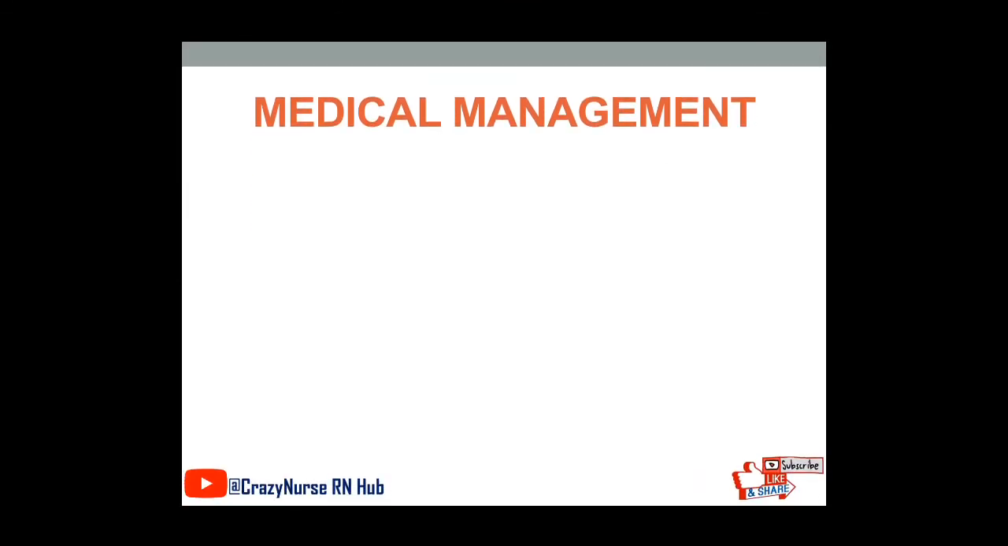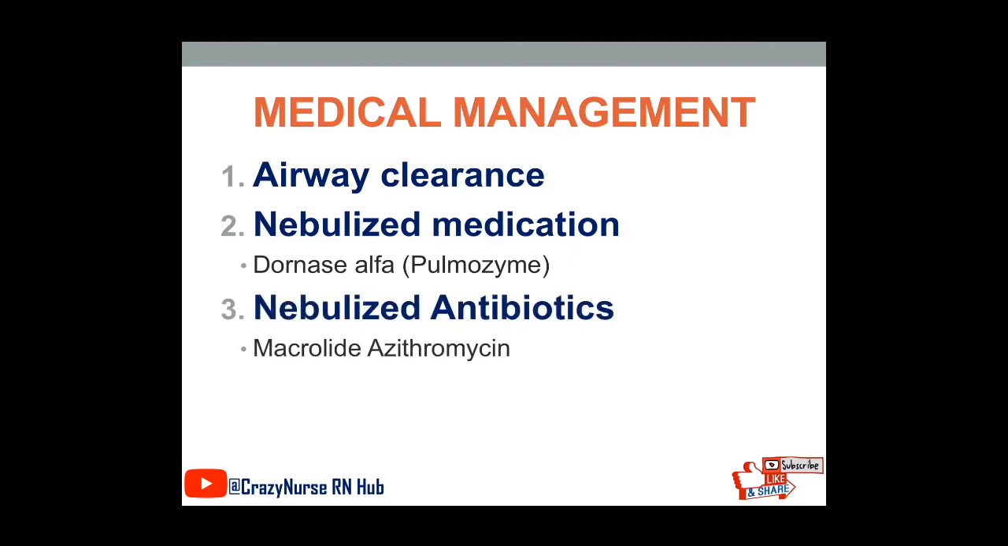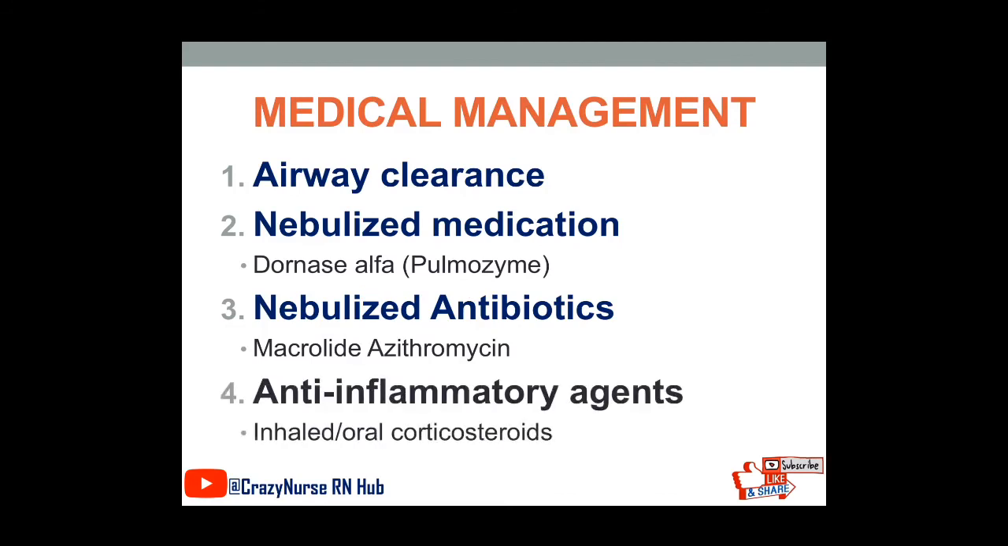Now let's have the medical management. First, we have airway clearance. We have to secure the airway. Nebulized medication such as your dornase alfa, Pulmozyme. We also have to administer nebulized antibiotics such as your macrolide azithromycin, and anti-inflammatory agents such as your inhaled or oral corticosteroids. This is to decrease the inflammation.